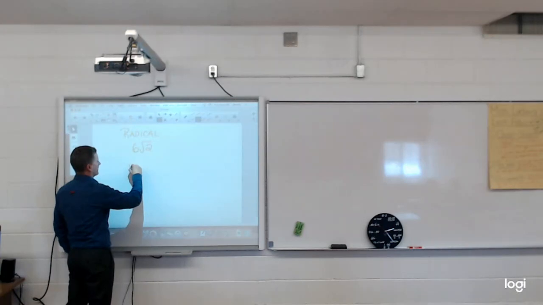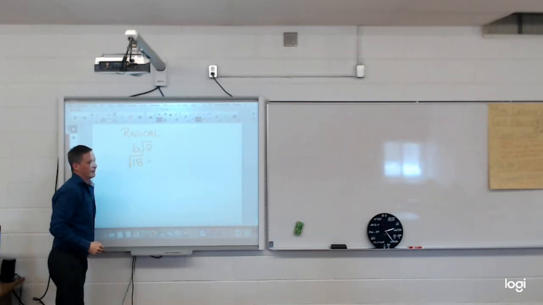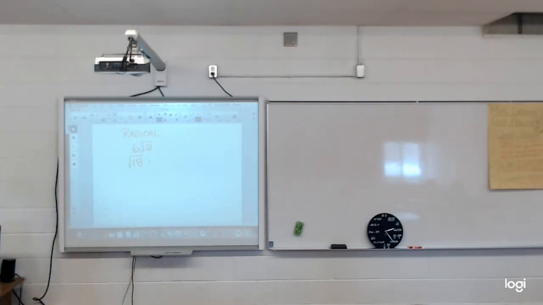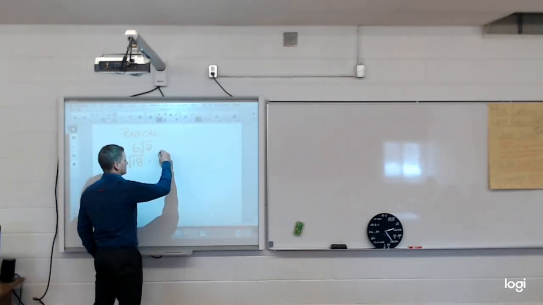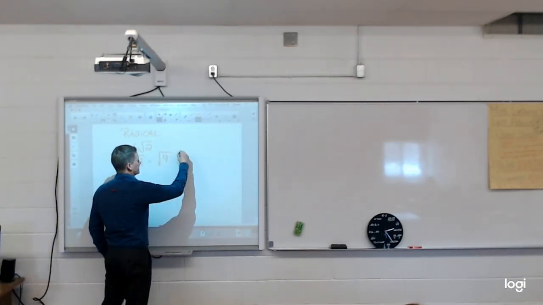So for example, if I have the square root of 18, let's say, is 18 a perfect square, yes or no? No, it's not. Is there a number that I can divide into 18 that is a perfect square? 9. Is 9 a perfect square? Yes. Does it divide evenly into 18? 9 times what gives me 18? 2. So I can rewrite this as square root 9 times square root 2.